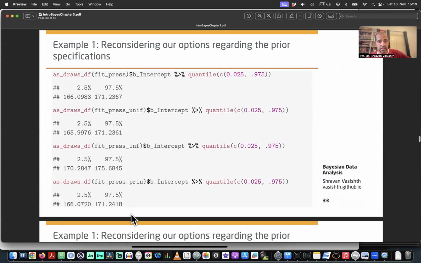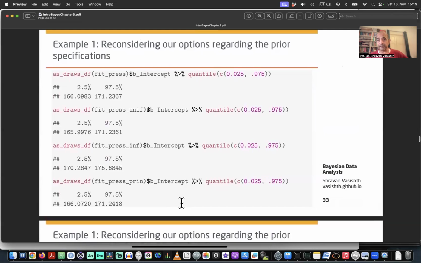So we don't see much difference. The only difference that we see is that in the informative priors, we see a slight shift to the right, but nothing dramatic, right? And in all these priors, for all these models with different priors, we get roughly the same posterior distribution, right? There's not much impact of the prior on the posterior.